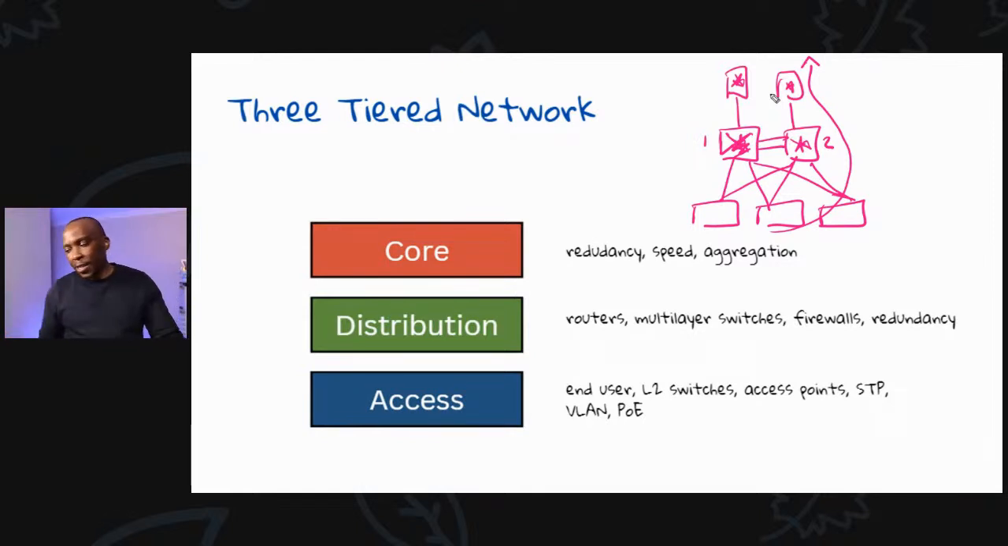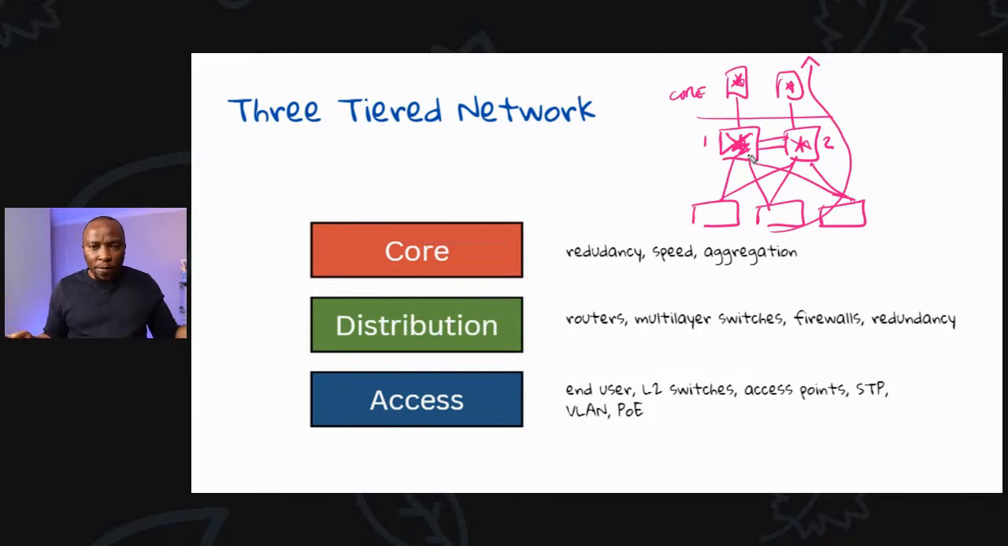Most organizations use the collapsed core, which is they eliminate the core part of the network and they combine the core and the distribution and make it one network. So that's basically the 3-tiered system.